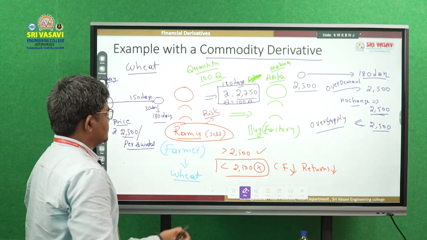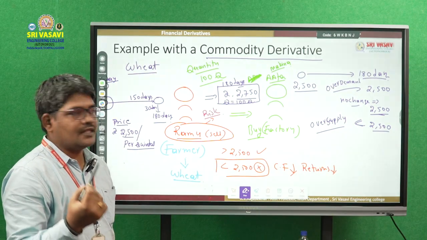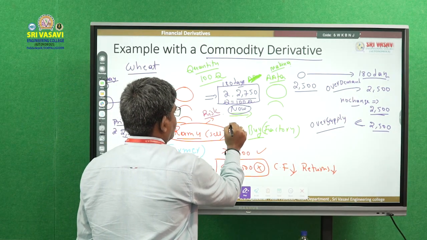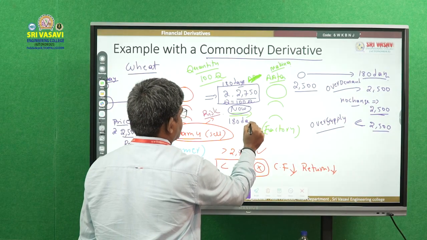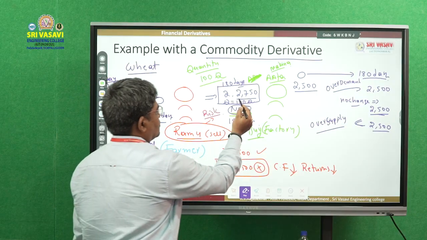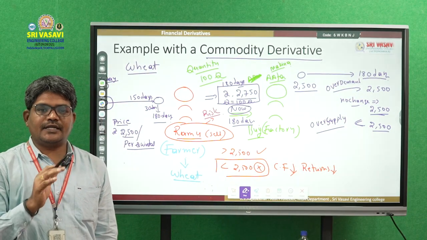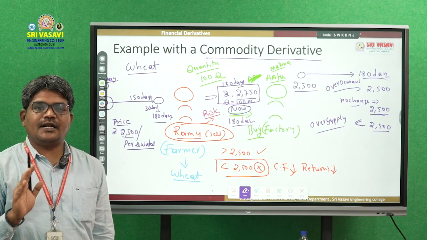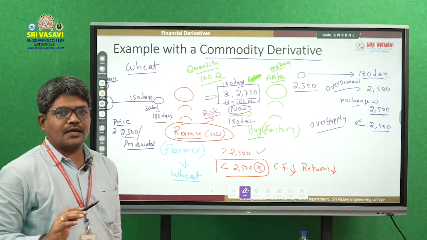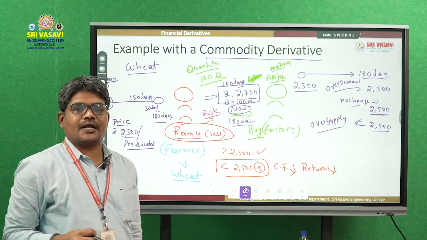Now, what is the contract? Ramu as well as the atta making company both enter into a contract now, for a period of 180 days, to deliver 100 quintals of wheat at the price of 2,750 per quintal. It is a contract. Once they enter into a contract, both Ramu as well as the buying factory, the atta making factory, consider the contract an obligatory contract.